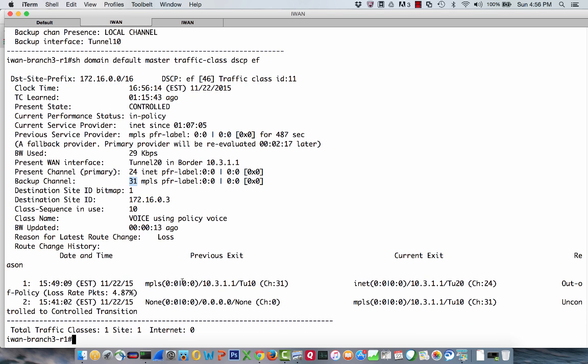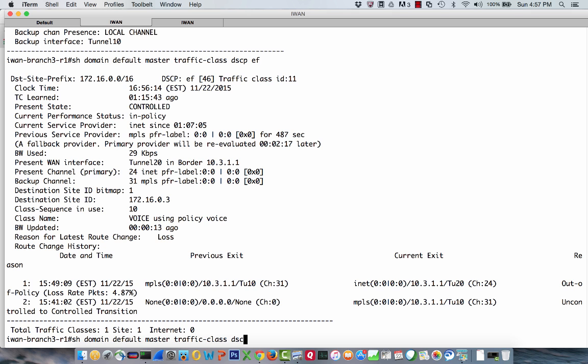Why did we move? Well, we moved because we were on the MPLS, and then we had to move over to the INET, and the reason was, and I'm so sorry that this goes off the screen, that we were out of policy. We had a loss rate of 4.87. Remember, I told you I actually have impairment on that MPLS link. So we avoided it. The reason for the last change, going from MPLS to the INET, the reason why we have been on the INET for the past hour, is because we actually had loss. This is actually following a voice policy.